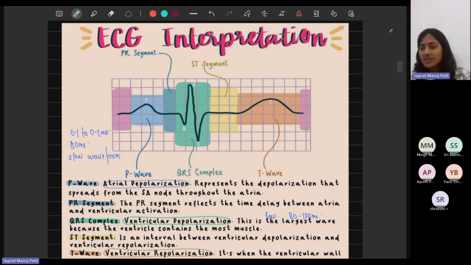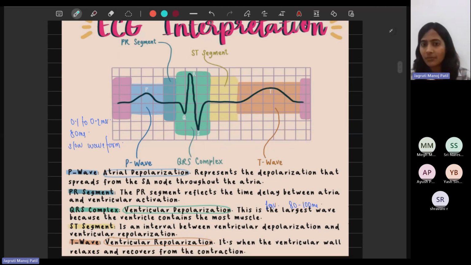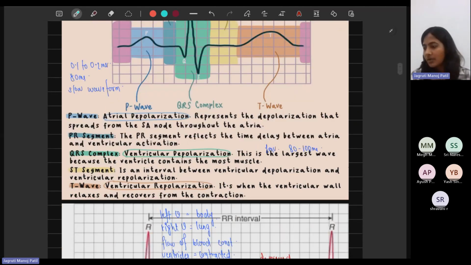So the P wave is usually from 0.1 to 0.2 millivolts, and it lasts up to 80 milliseconds. So that's a very slow waveform because it actually starts from the SA node, and it takes some time for the SA node to activate. Then the QRS complex is the biggest one, on the order of 1 millivolt, and it lasts 80 to 100 milliseconds.